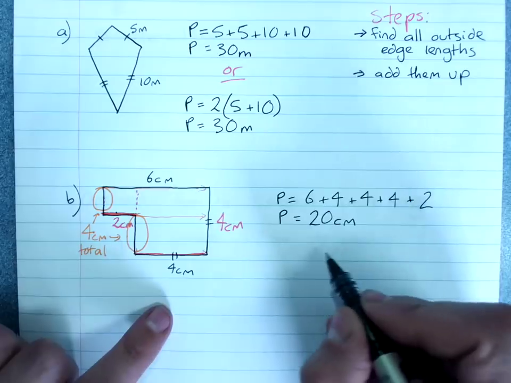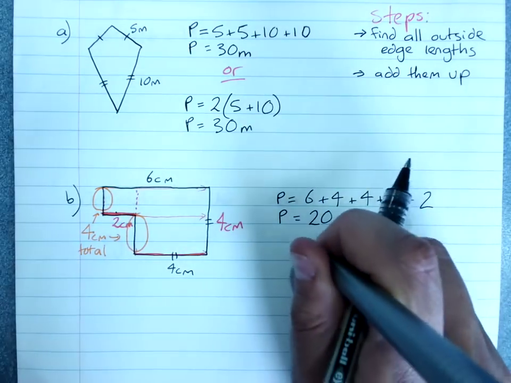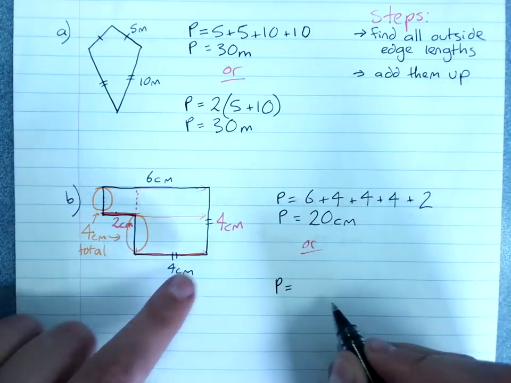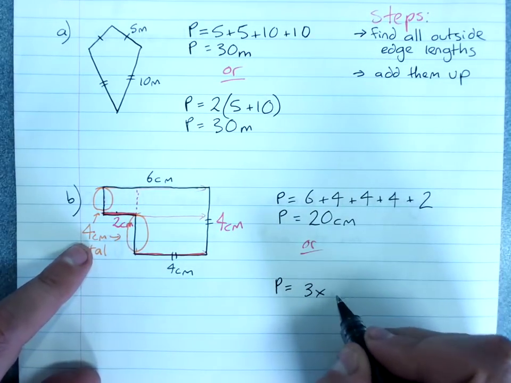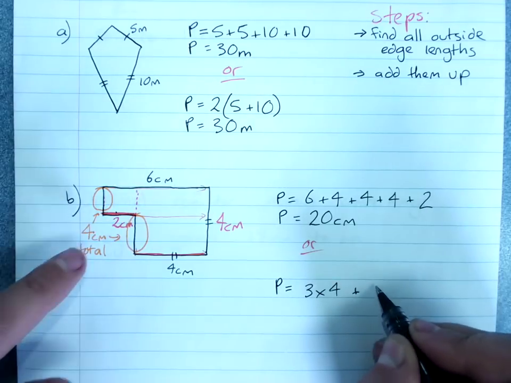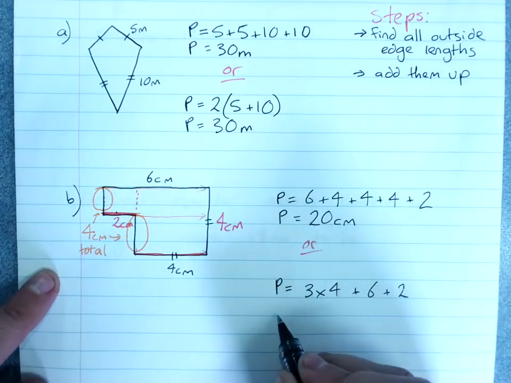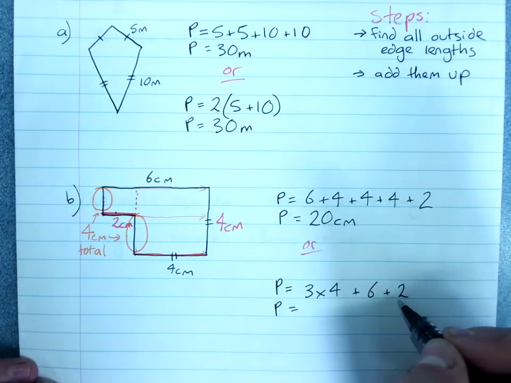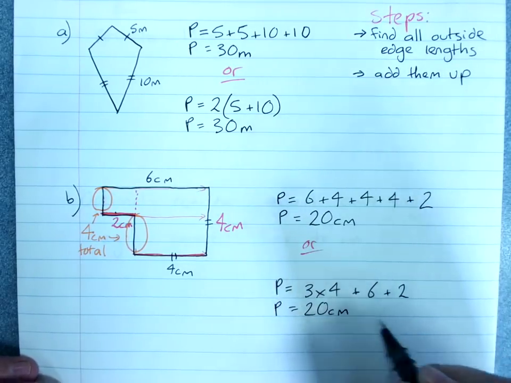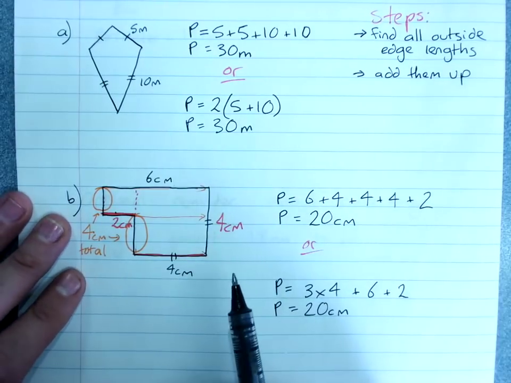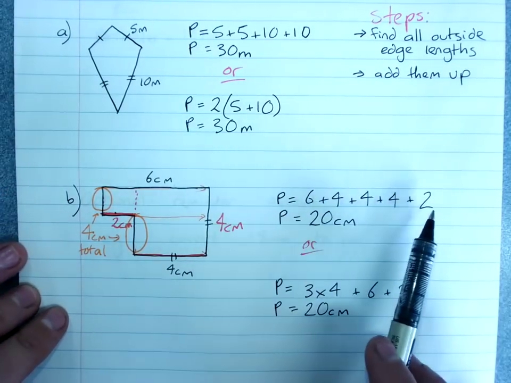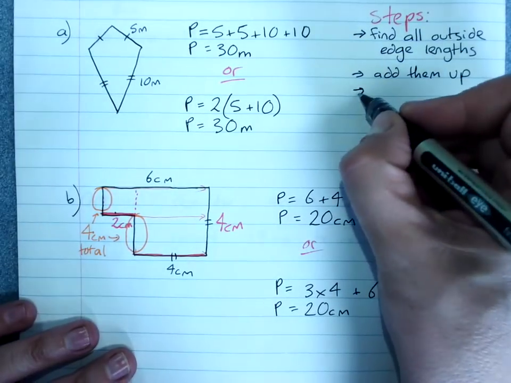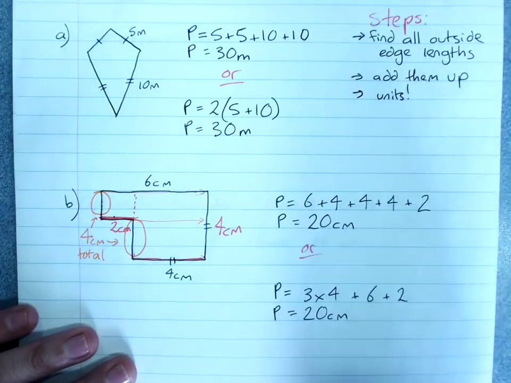Or if you'd prefer, now you obviously don't have to do both, it's up to you which one you'd prefer. You can say that the perimeter is, well, I've got 3 lots of 4 plus a 6 and a 2. And so that's 12 plus 6 is 18, 19, 20. So there's often a couple of different ways of working. As long as you show your perimeter, all the sides, and your total with units, you're fine. Let's add the units in our steps.